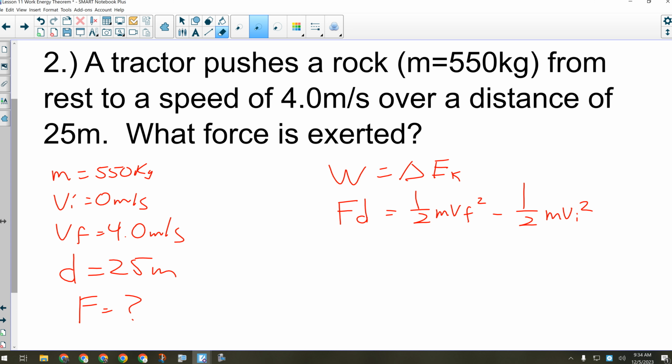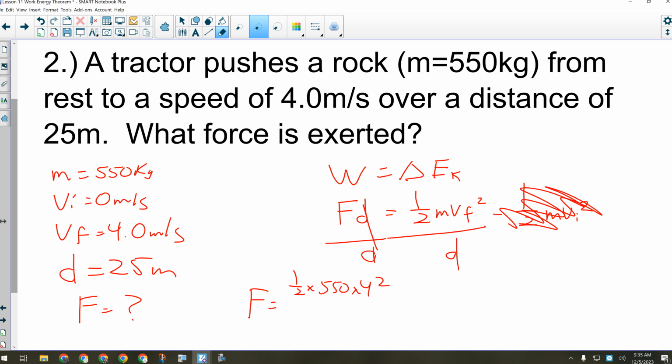What is vi? So what is 1/2 mvi squared? 0. So can I get rid of that? Now that's not always going to happen. Sometimes you are going to have a value there and you're going to have to do some subtraction, but that's not terrible. Can I solve for force? What do I have to do with D? Divide it over to the other side. So force is going to equal 1/2 times 550 kilograms times 4 squared divided by 25 meters.